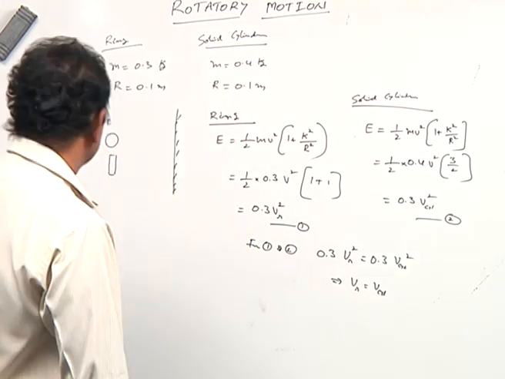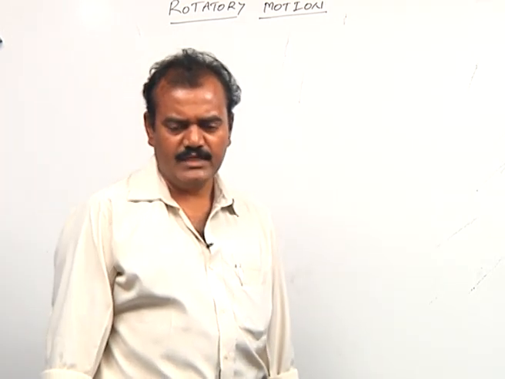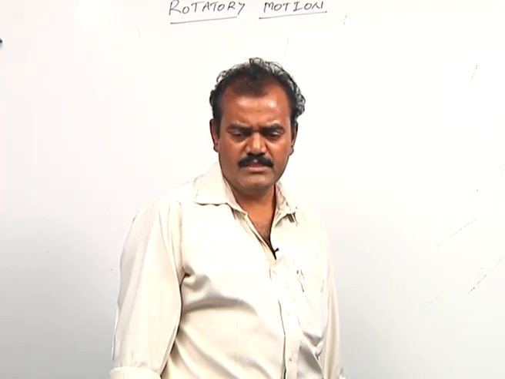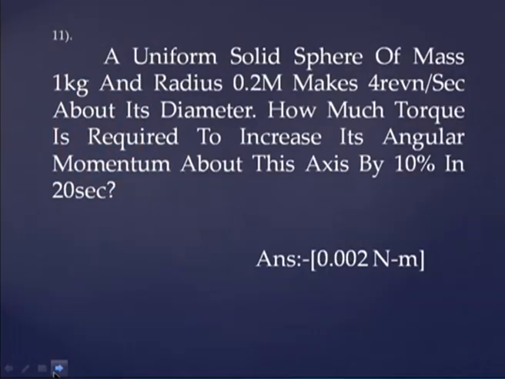So this problem is also over. Now we are coming to the next problem. A uniform solid sphere of mass 1 kg and radius 0.2 meters makes 4 revolutions per second about its diameter. How much torque is required to increase its angular momentum?